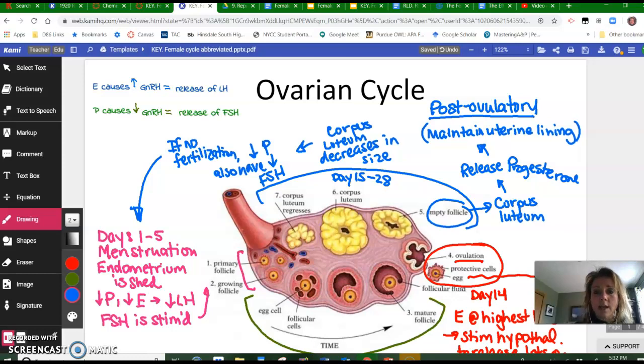So during our pre-ovulatory phase, our main hormones that we're looking at are estrogen and FSH, while during our post-ovulatory phase, the main hormone is actually progesterone. During ovulation, the main important hormone is LH, which is what's causing that ovulation.